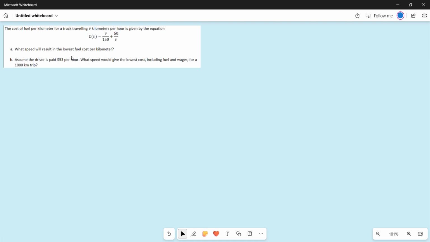Okay, let's take a look at this math problem. We have an optimization problem. The cost of fuel per kilometer for a truck traveling v kilometers per hour is given by the following equation: C(v) is equal to v over 150 plus 50 over v. What speed will result in the lowest fuel cost per kilometer?